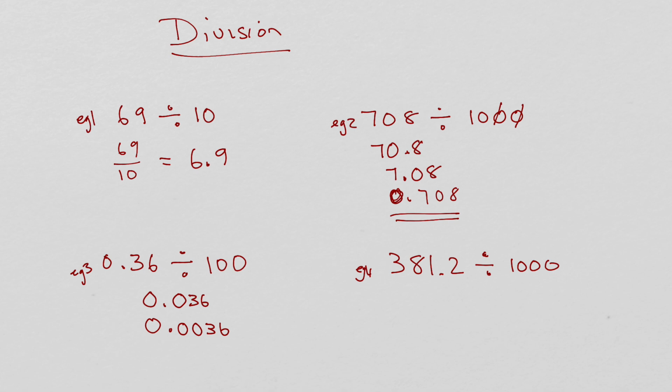Same thing for this one. You're dividing by 100, it's getting smaller. If you divide by 10, you'll have 38.12, right? If you divide by another 10, you'll have 3.812. So that's 2 tens. And the last 10 is this one over here. So we'll have 0.3812. And that's our answer. So I'd suggest you just go piece by piece.